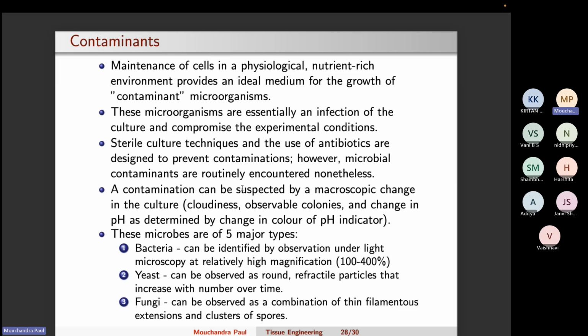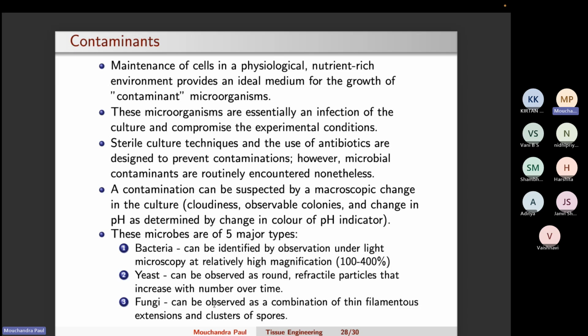Bacteria can only be identified if you use a very powerful light microscope, where you can use a magnification of 100 to 400 times. Normal 10x or 40x is not sufficient. You have to go up to 100x to see bacteria growing. Whereas yeast can be easily observed as round particles, and they increase very rapidly over time. So these are the yeast.